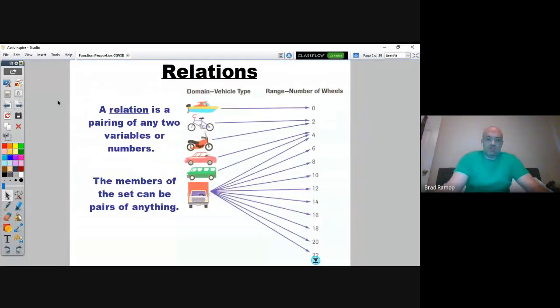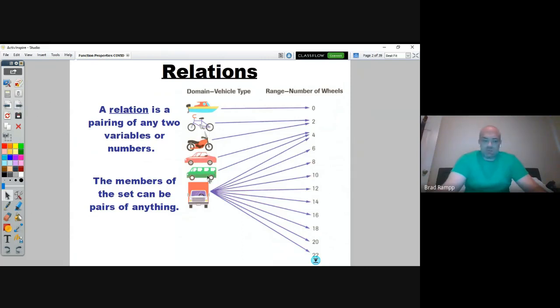All right, so before functions, you need to understand that comparing any two things is called a relation. So here's an example. Comparing vehicle type with the number of wheels that they have. And when you have a relation, the members, the two pairs, could be sets of anything. So obviously a boat has no wheels, bicycle has two, motorcycle has two, cars and vans have four, and big trucks can have anywhere between 4 and 22 wheels as long as it's an even number.